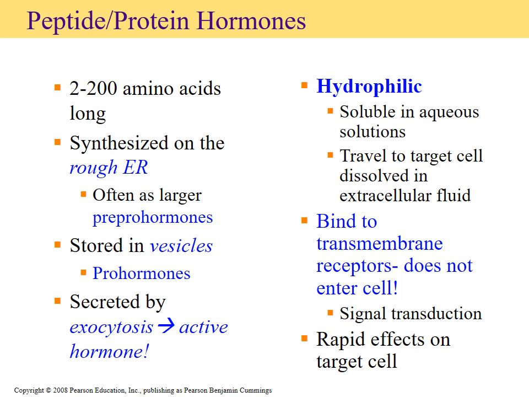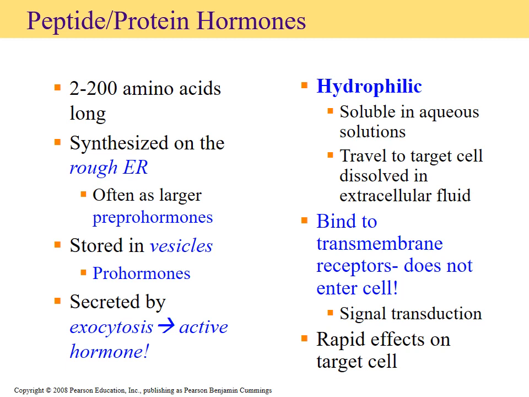It will then go ahead and travel, and right before it leaves the rough ER, it will be cleaved so that the signaling sequence is released, allowing for the prohormone, because we're going to release the pre from the pro, to travel over to the Golgi apparatus where it will be placed in little vesicles, little containers. The vesicles will often have enzymes that can go ahead and cleave the prohormone into its active form.